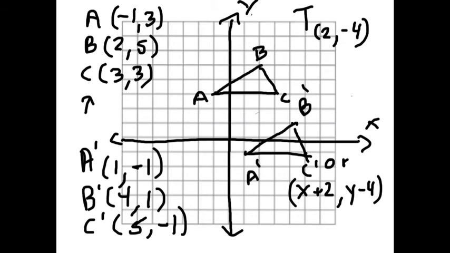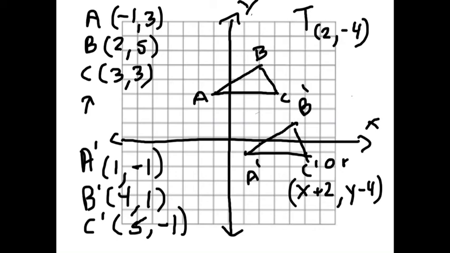When I connect the dots for my triangle, ignoring the tiny dot that my finger just created, my triangle A prime, B prime, C prime is now congruent. That means exactly the same in every way, shape, and form, area, perimeter, angle measurements, side measurements, as triangle ABC. All I did was take ABC and slide it 2 spaces to the right and 4 spaces down, keeping the shape the exact same.